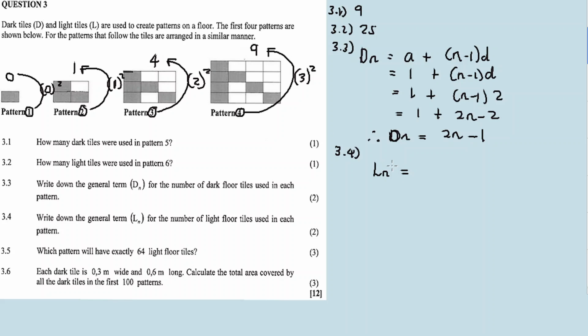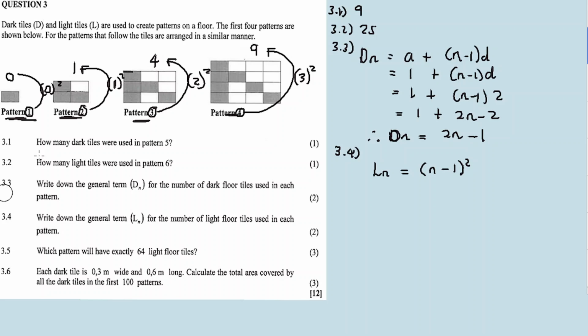So it means that our ln, it's n, where n will represent the pattern number, right? The pattern number. So it's 3, subtract 1, it's 2. 4, subtract 1. So the n represents the pattern number. I subtract the pattern number by 1, then I square it, and that gives me this value. Yes, it gives me that value there. So here is our general term for the light floor tiles used in each pattern.